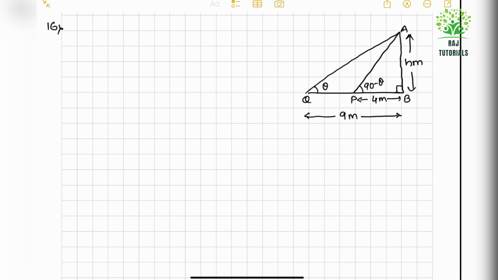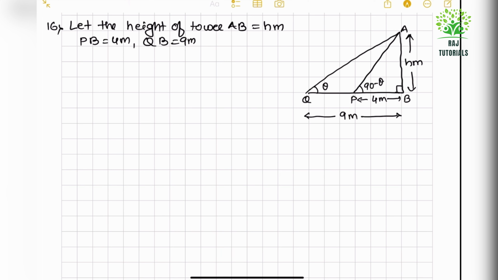Next it says the angle of elevation of the top of tower from 2 points at a distance of 4 meter and 9 meter from the base of the tower and in the same straight line with it are complementary. Prove that the height of tower is 6 meter. So we have to show that AB equal to 6 meter. So let the height of tower AB equal to h meter.